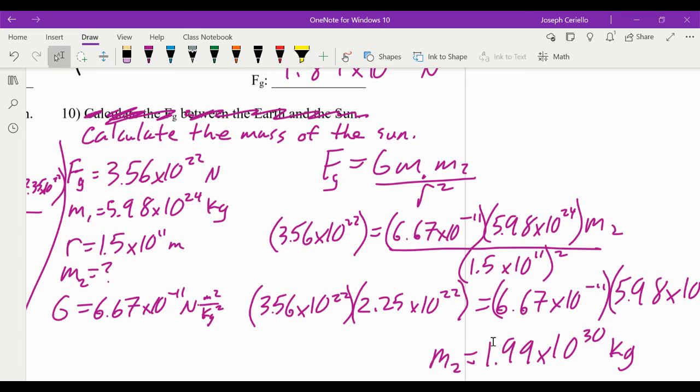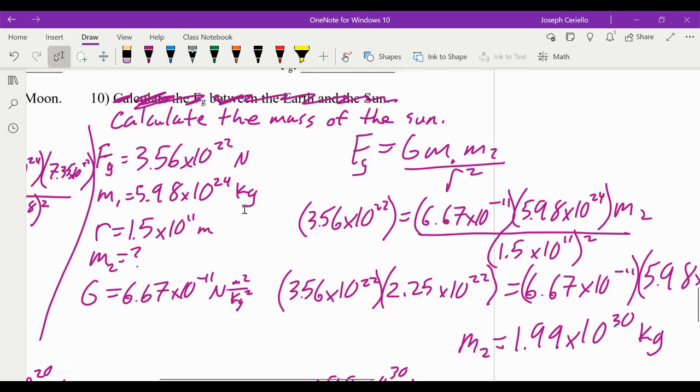Now, this was a really good exercise because we hadn't solved for a mass yet. We'd only solved for the force of gravity. So this is a nice exercise to change it up. If you were in my period 7-8 class, this is definitely good practice to try this question in a different way. So I wanted you to calculate the mass of the Sun.